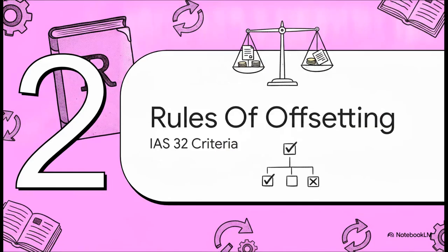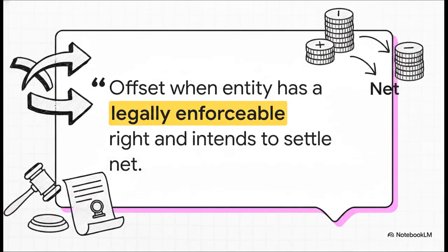Moving right along to Section 2, the rules of offsetting. To solve this little puzzle, we've got to consult the rule book, specifically the massive hurdle found in paragraph 42 of IAS 32. This paragraph makes it crystal clear.